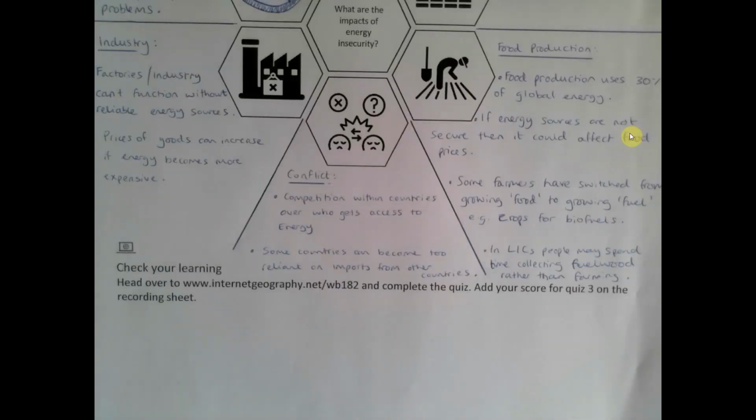The fourth impact of energy insecurity is conflict, and that conflict can occur as there's competition between countries or within countries over who gets access to particular sources of energy. I mentioned Russia and the Ukraine earlier as an example of countries that have had disagreements. And that can have impacts because some countries can become very reliant on imports from other countries, and the UK is definitely in that category.